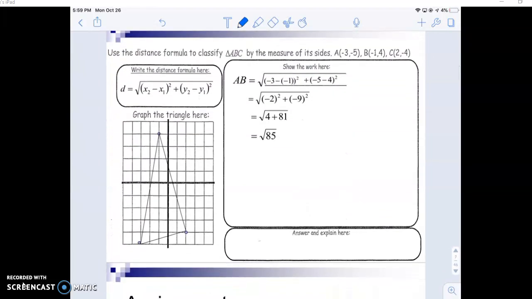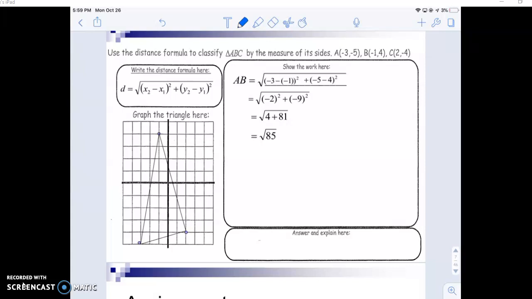Next, we are going to have to classify the triangle. Whenever you see classify, remember to read the rest of the question, because it's either going to ask classify the triangle by the measure of its angles or the measure of its sides. It's really important. If it's angles, it's either going to be acute, obtuse, right, or equiangular. But if it's by sides, then it's going to be scalene, isosceles, or equilateral.